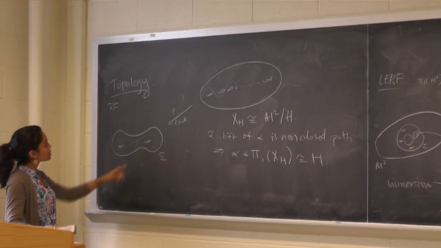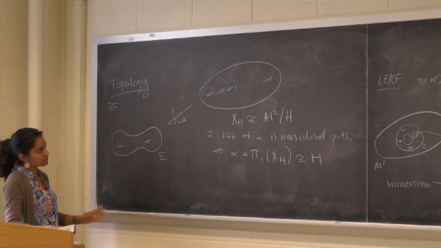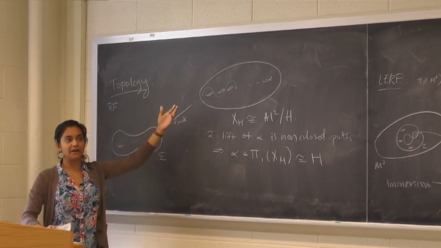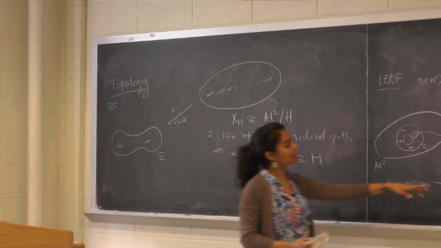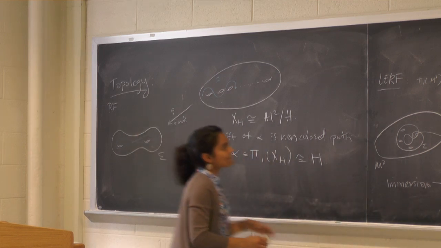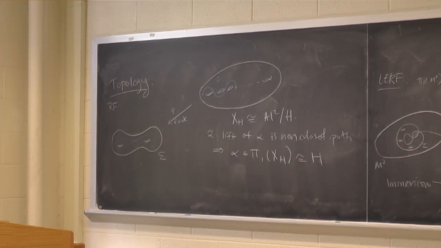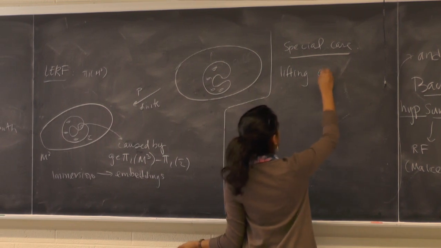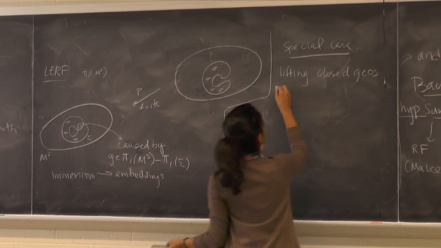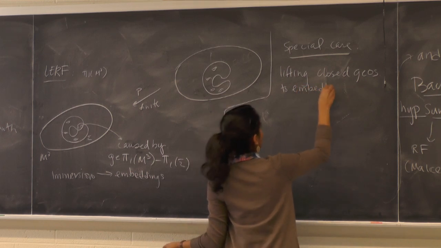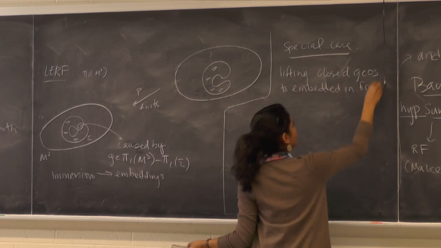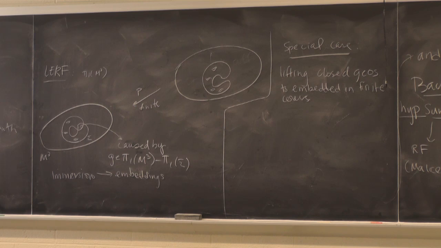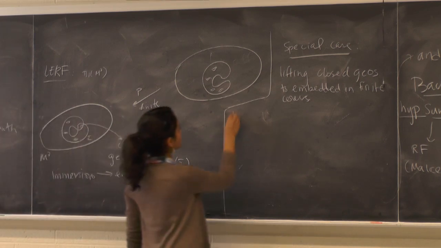Well, if I can separate the subgroup generated by this one element, if it's subgroup separable, I should be able to lift this curve to be embedded in a finite cover, right? So if I can promote immersions to embeddings, I can do that for curves here. So a special case of lifting these things is lifting closed geodesics to be embedded in finite covers. And getting an effective statement here would just mean bounding the index of that cover.